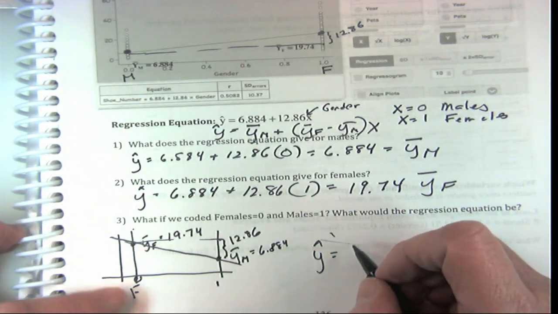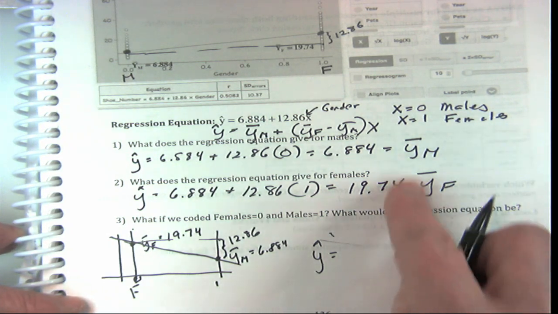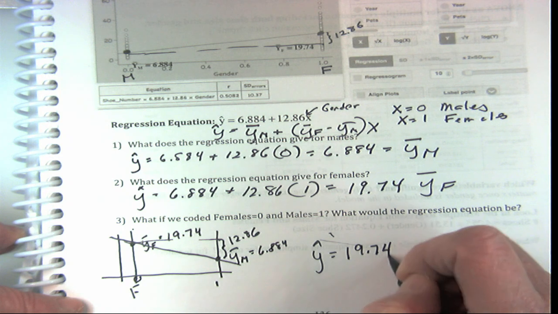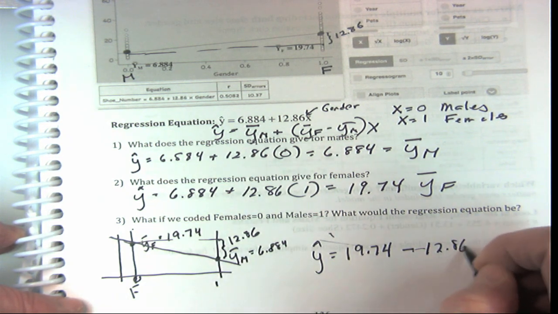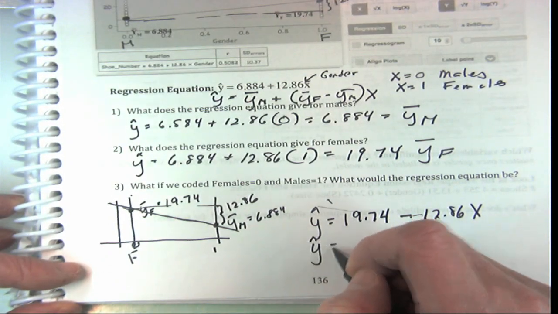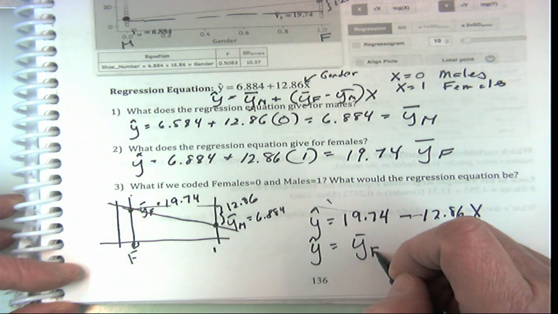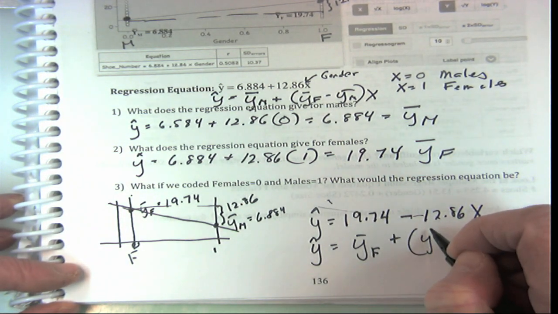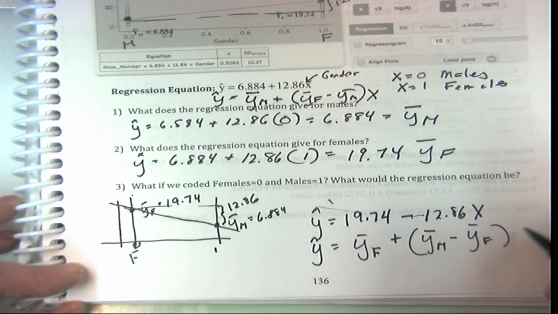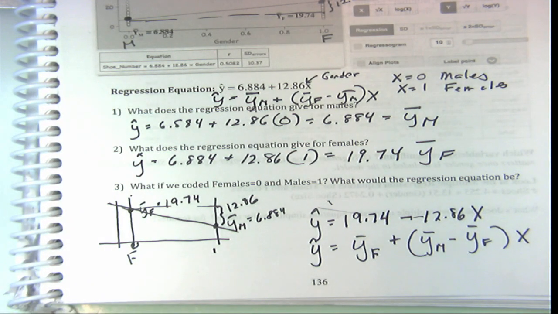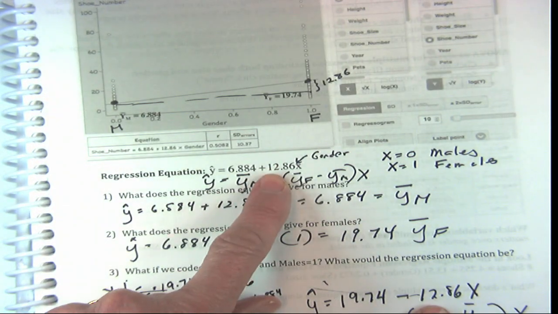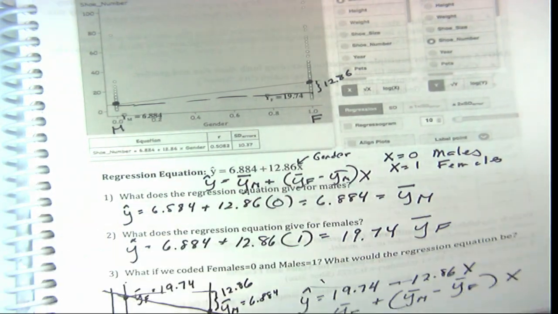So our equation would be what? When x is equal to 0, for females, we'd have 19.74 minus, because we're going down, 12.86x. Or in other words, y bar is equal to the female average plus the difference of y bar males minus y bar females. So that's just to give you an idea of what's going on with that regression equation. Any questions on that? It's the same thing, this is the difference between the x and the averages. Okay, so you're going to play around with stuff like this and you'll get a better feel for it. But let's move on for now.